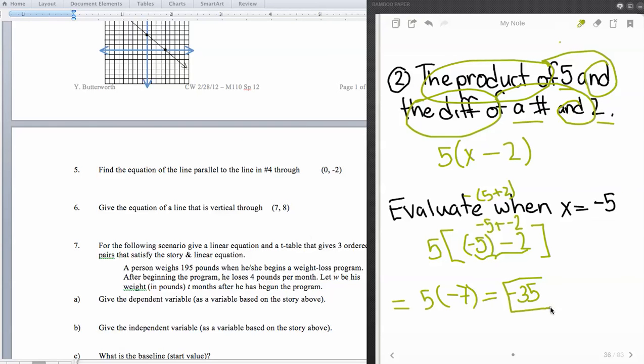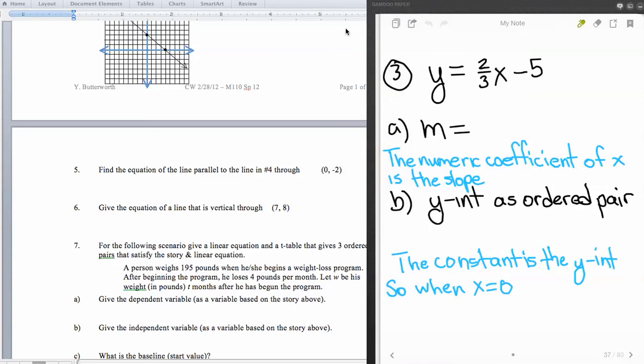So there's two answers in this problem: the negative 35, which is the value when x equals negative 5, and 5 times (x minus 2), which is the translation. Okay, on to problem number 3.